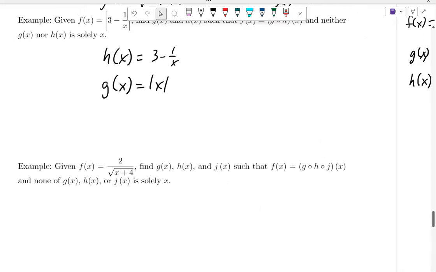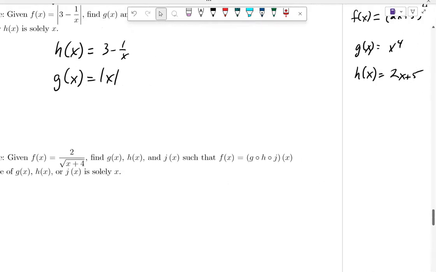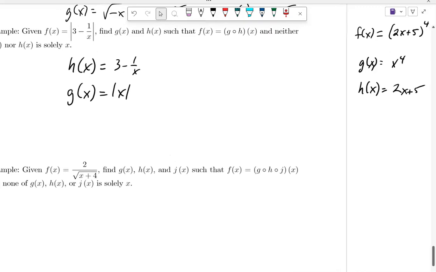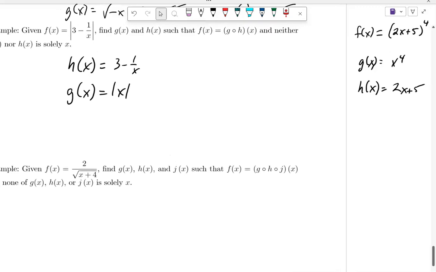This one's wanting us to do it in pieces. Instead of breaking it up into 2 pieces, it wants us to break it up into 3 pieces. A little bit more complicated. All right, so notice we've got 2 over square root of x plus 4. Now, we said it that way on purpose. 2 over square root of x plus 4.